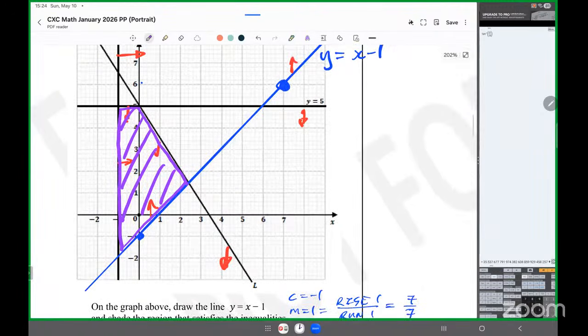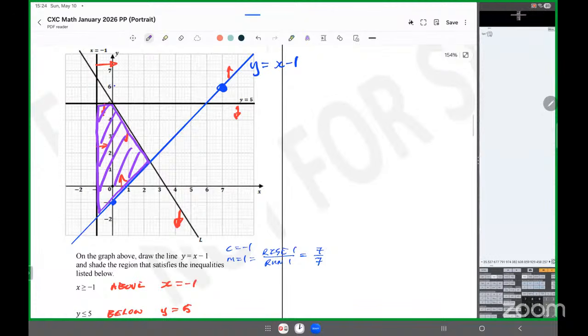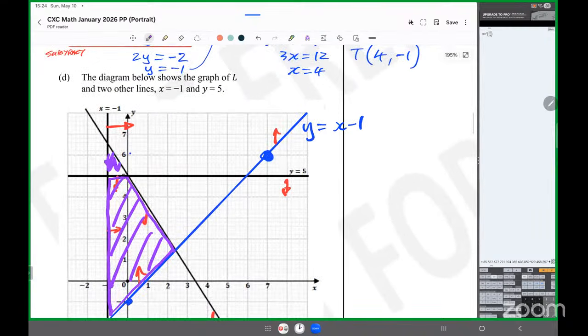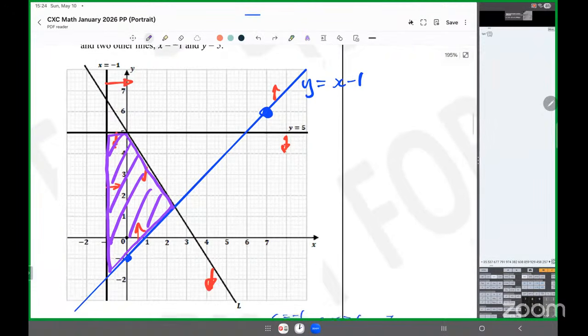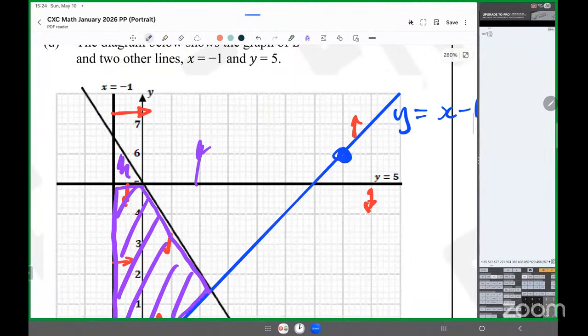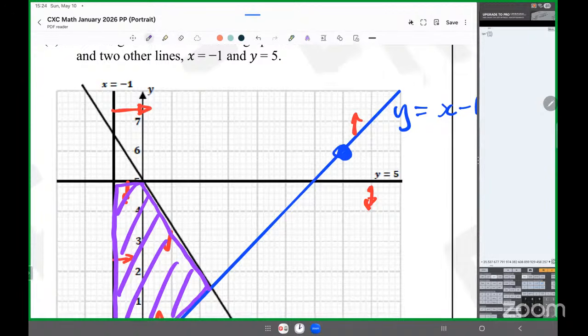That region satisfies all the inequalities: below the one that is supposed to be below, above the one that is supposed to be above. You can't put any part of it up here. If you put this part over it, it's wrong. That must not be in it. And you can't put any part over here in it either. Wrong. Because if you put any part of this in it, it's going to be showing above that line. It's not supposed to be above it. It's supposed to be below it. Whatever, it must be less than or equal to 5.